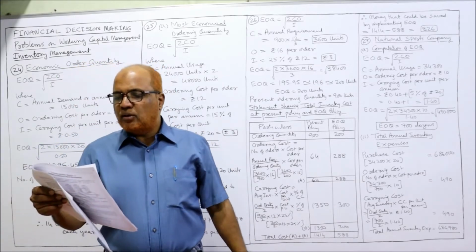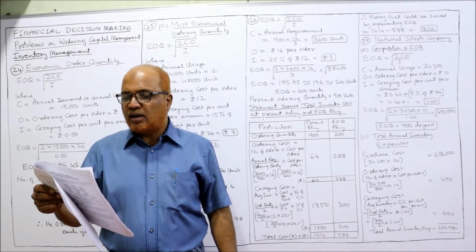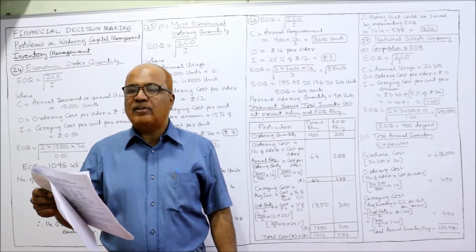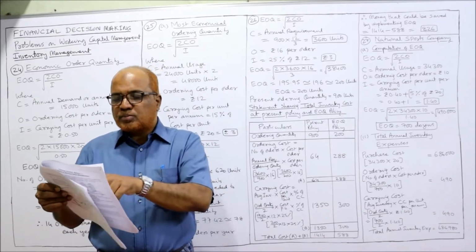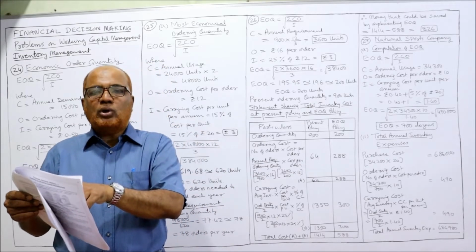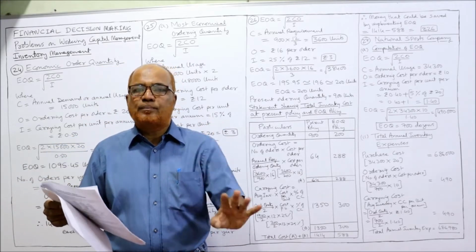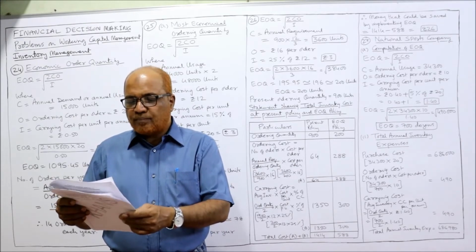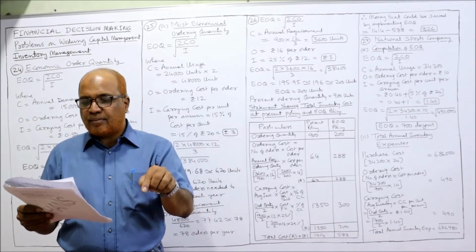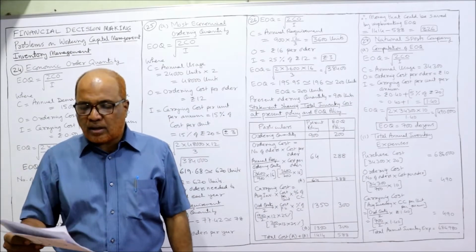Then the cost per unit is 12 rupees. And the ordering cost is 16 rupees per order. And the carrying cost is 25% of cost per unit. The cost per unit is 12 rupees. So 25% of 12 rupees is 3 rupees, the carrying cost per unit per annum. Required: how much can Ambani Brothers save per year by purchasing the item in the most economical quantities?